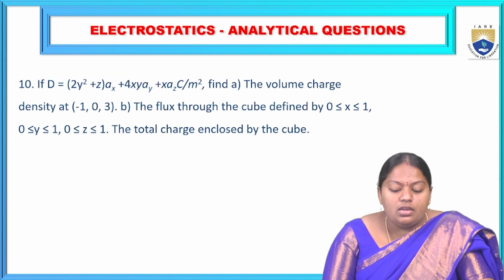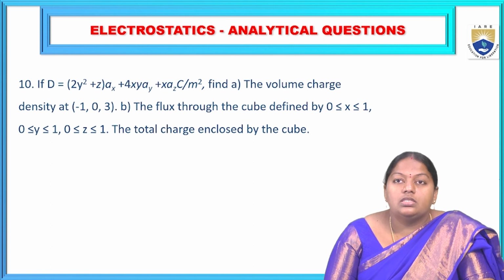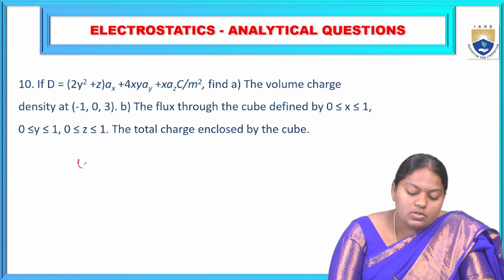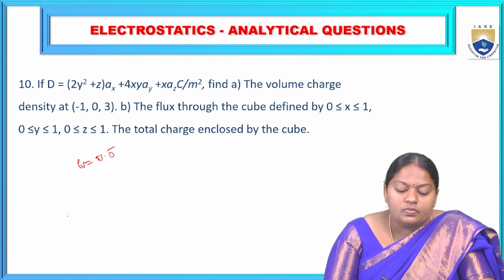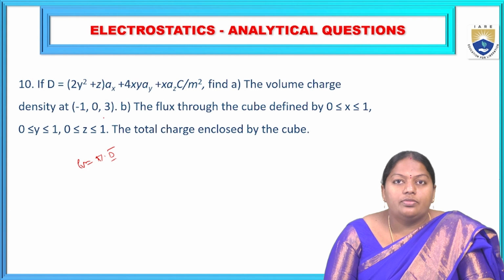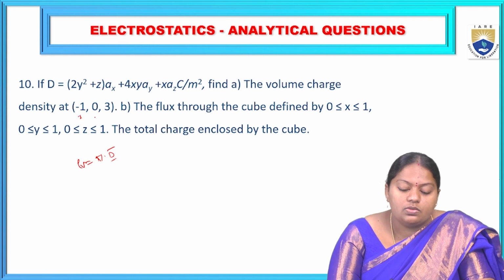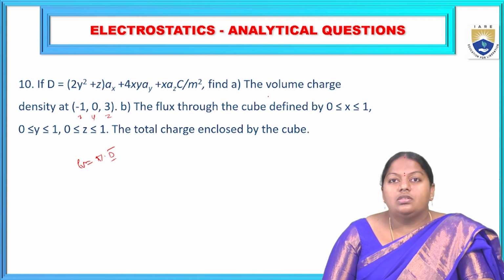Next, if D equal to (2y square plus z) ax plus 4xy ay plus xz az coulomb per meter square is given, volume charge density we need to find. Rho v in terms of volume charge density is rho v equal to del dot D, substituting D as Dx ax, Dy ay, Dz az. The D vector is given, we need to substitute, and finally all in terms of x, y, z values by x equal to -1, y equal to 0, z equal to 3. Then you are going to get the volume charge density.